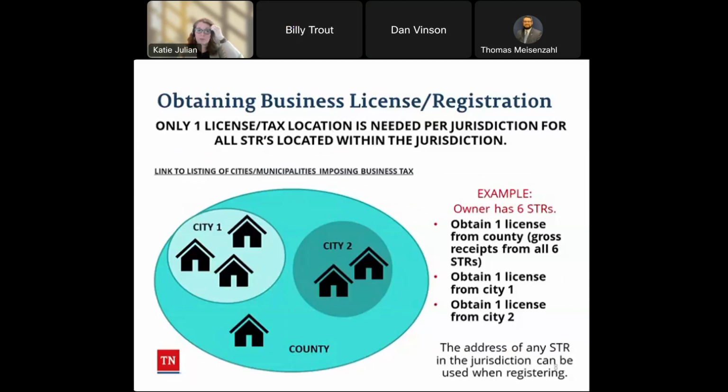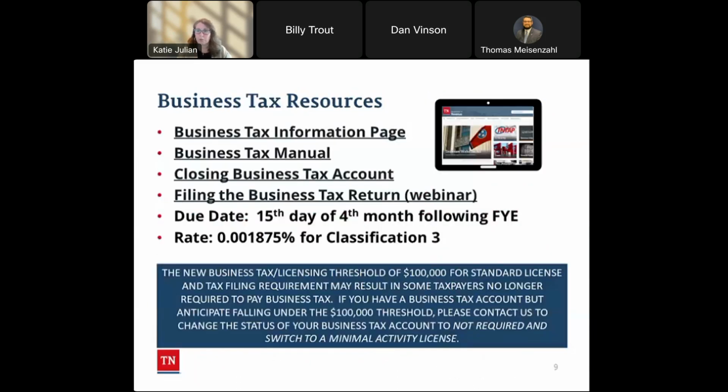That's a really good point, because you may reach the $100,000 or go over it for the whole county here, but maybe within an individual city, you think you may not be reaching that, which means you would need to switch over and contact us if you think you're not going to meet that threshold in a particular jurisdiction. All right, so just a reminder, filing and paying business tax renews a standard business license. For a minimal activity license, those should be renewed annually directly through the local office, county and/or city.